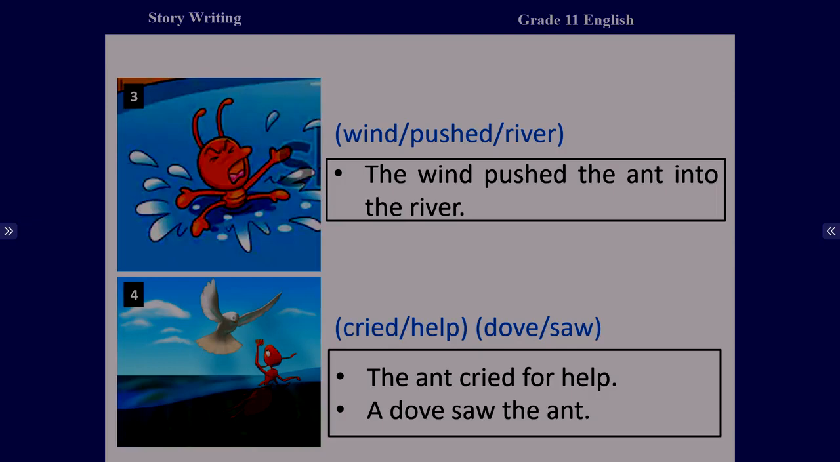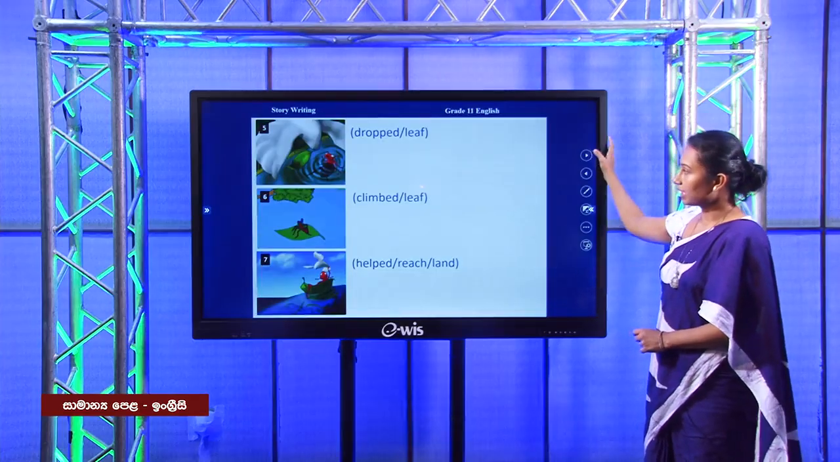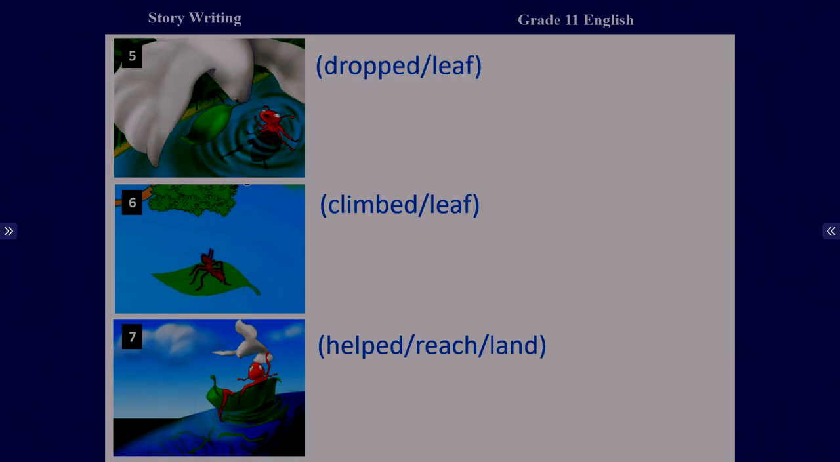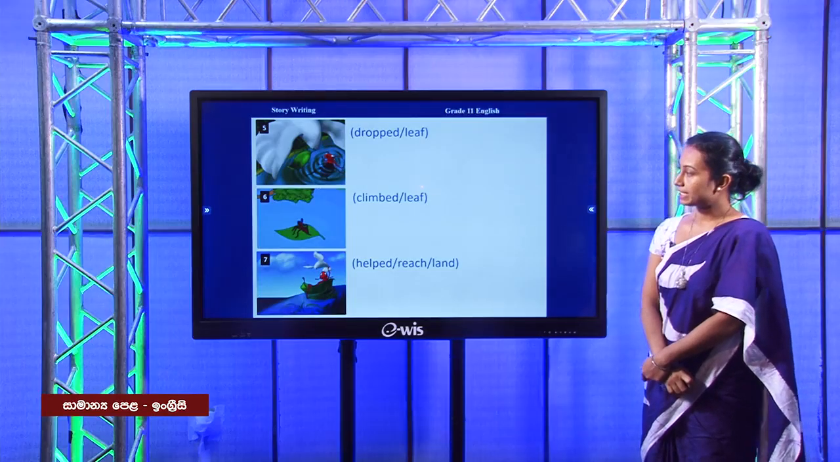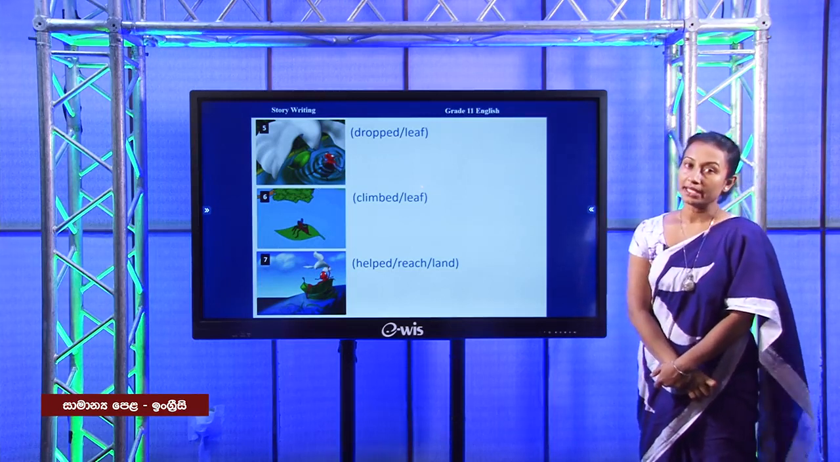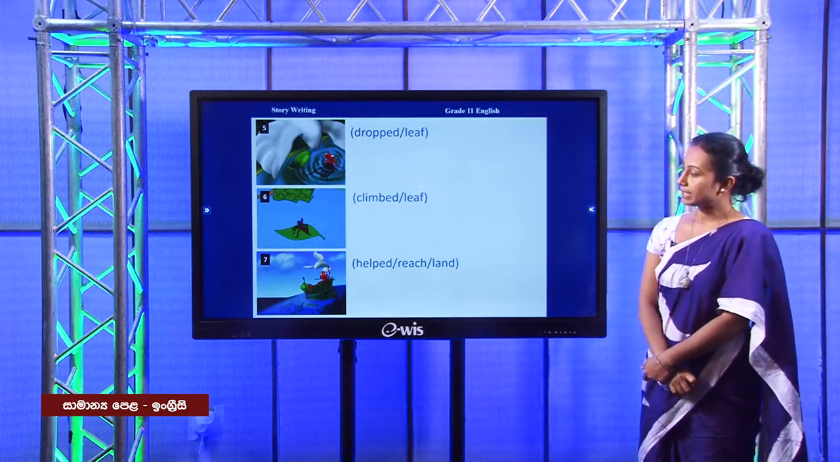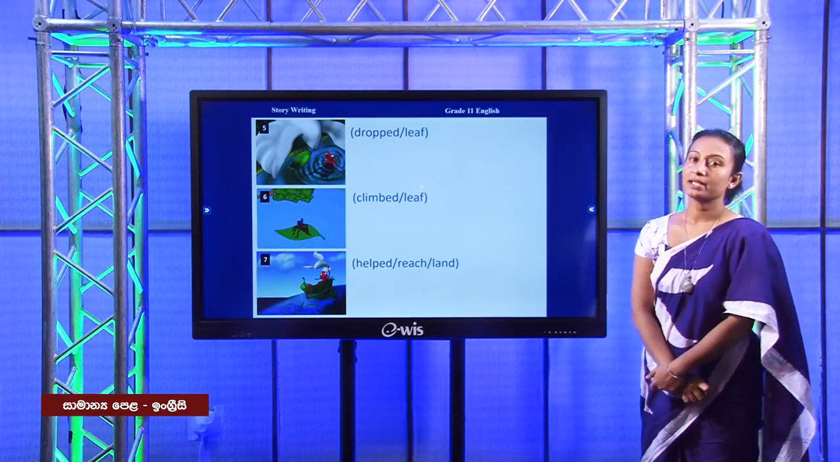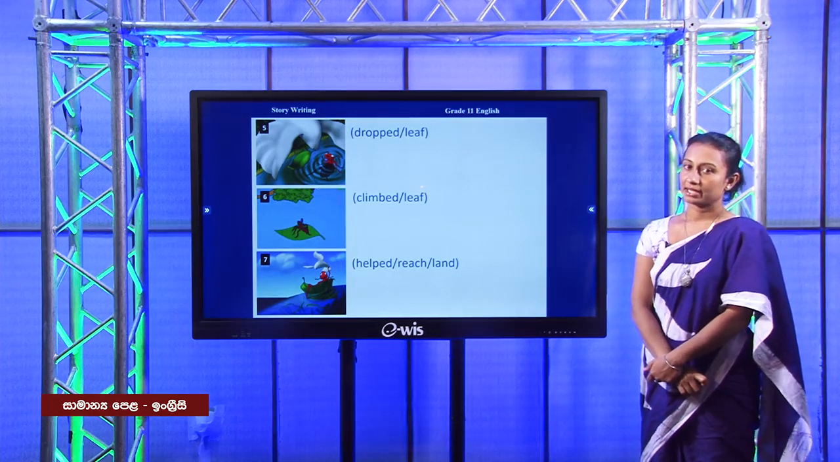Let's see the 5th picture. What can you see in this picture? The dove is coming with a leaf. And in the 6th picture, you can see the ant is on the leaf. And in the 7th picture, the dove is helping the ant. Now it is your time to write sentences.